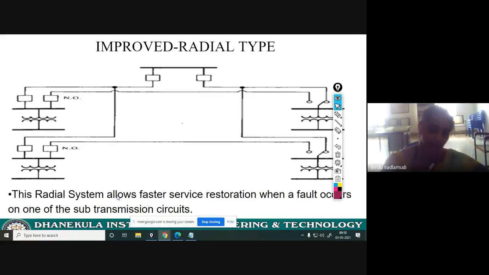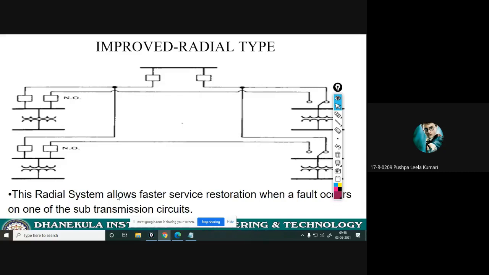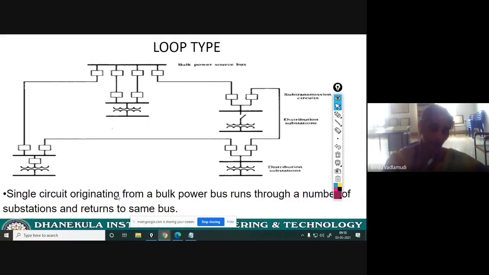And what is the third method? What is the third method, ma'am? What is the next method? Loop type of arrangement, ma'am. So how is the loop type of arrangement? How is it connected?